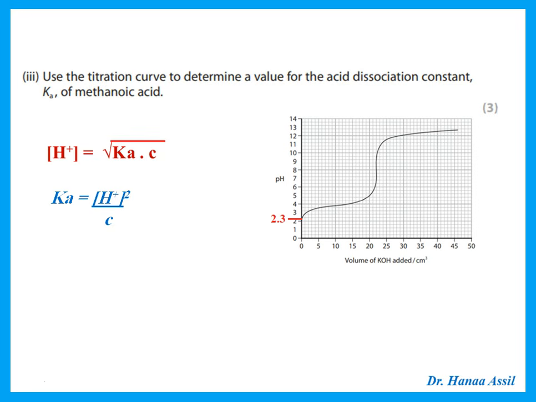We look at the initial pH of the methanoic acid that we started with. From the graph, it is about 2.3. It's not very clear, but it's an estimation of 2.3. So if we say that the pH is 2.3, I can get the concentration of H plus ions. It's 10 to the minus pH.